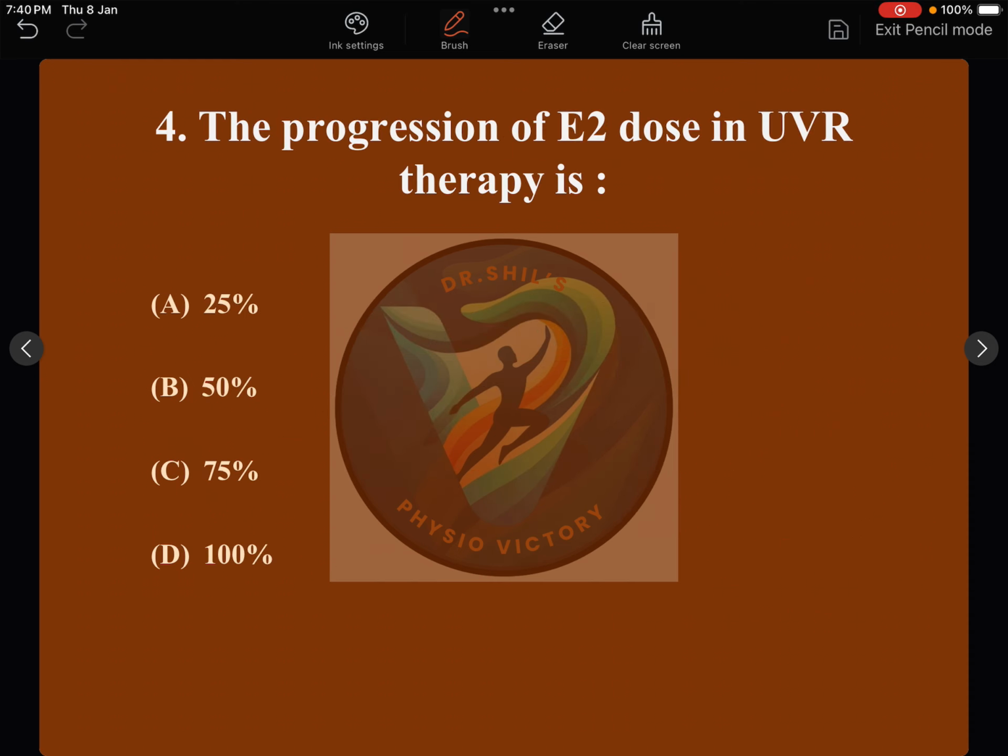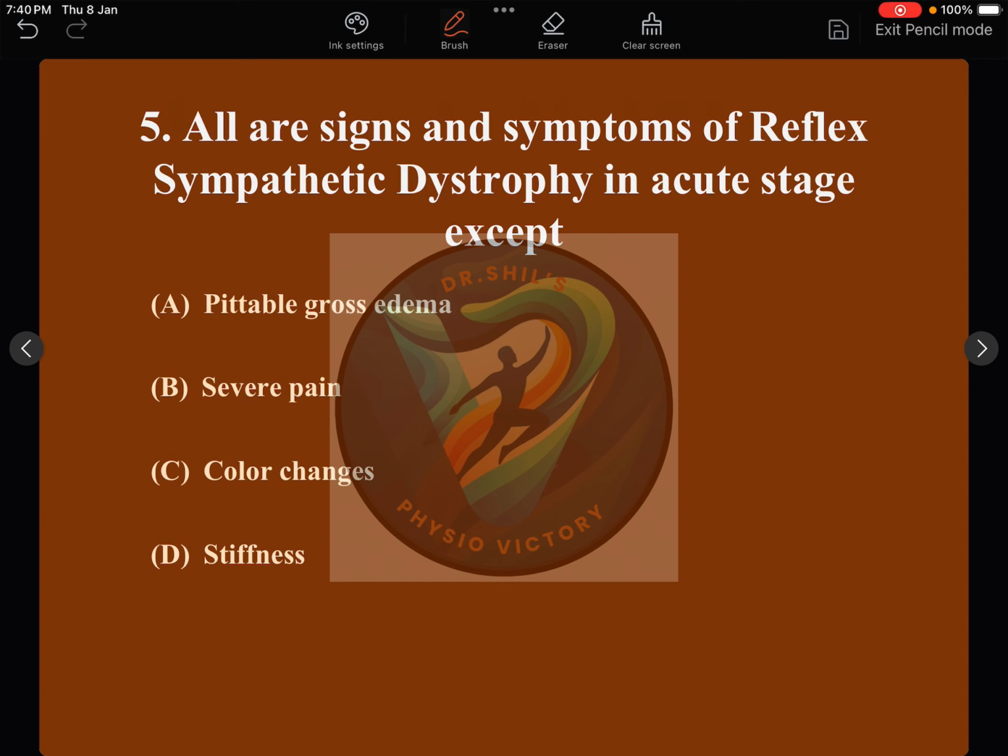Next, come to question number 4. The progression of E2 dose in UVR therapy is option A 25%, option B 50%, option C 75%. Sympathetic dystrophy in acute stage, except option A, irritable gross edema, option B, severe pain, option C, color change, and option D, stiffness. Here, the correct answer is option D, because stiffness is not a part of RSD.